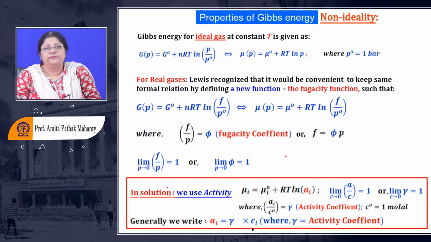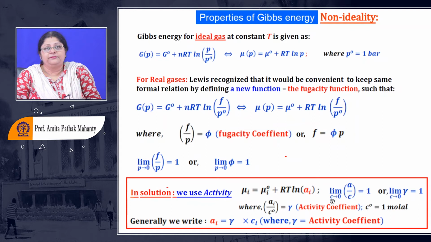And for this, what do we have? What is the limit we have? When at very dilute conditions, when the concentration of these I species is very, very low, then it behaves like an ideal solution. So under the condition of very, very low concentration, the activity coefficient becomes equal to 1. That time activity is equal to concentration.